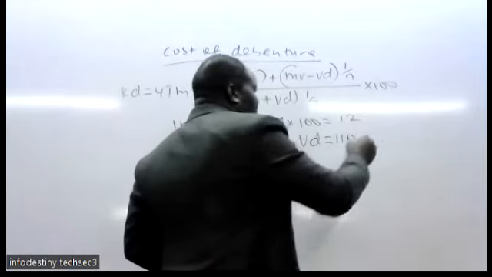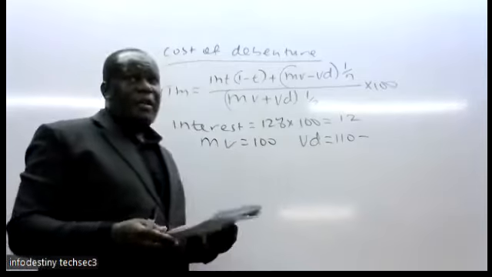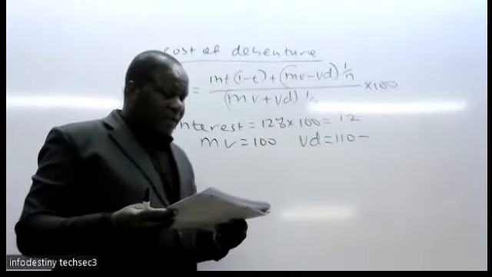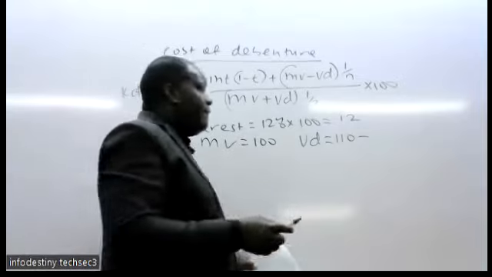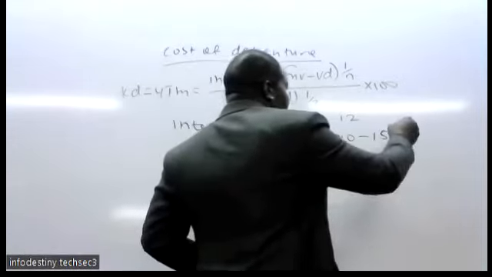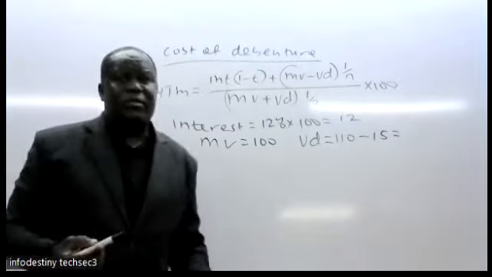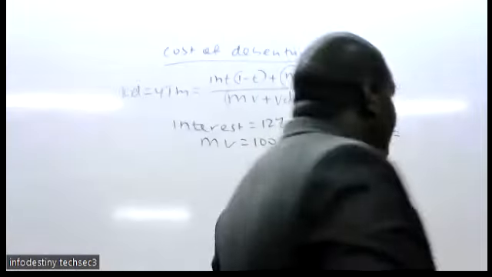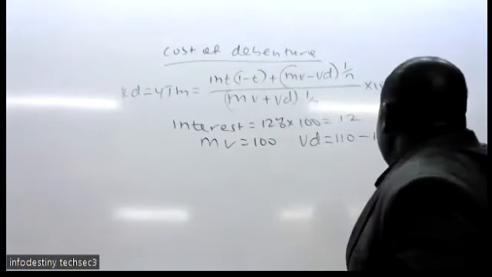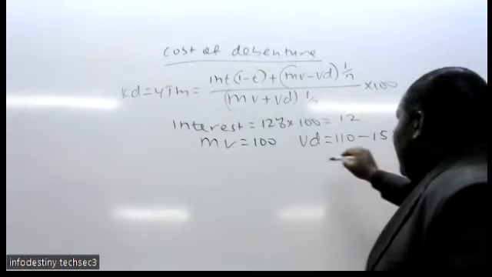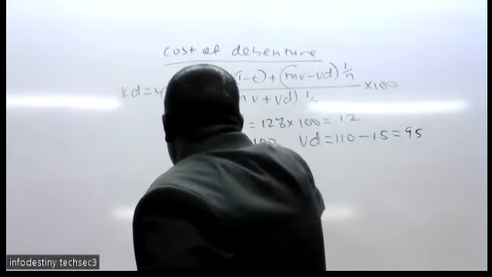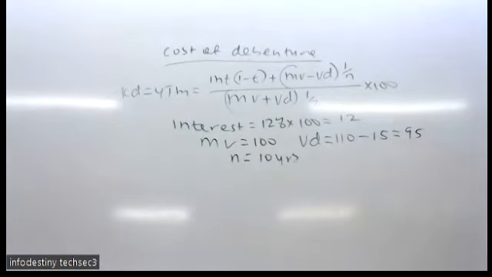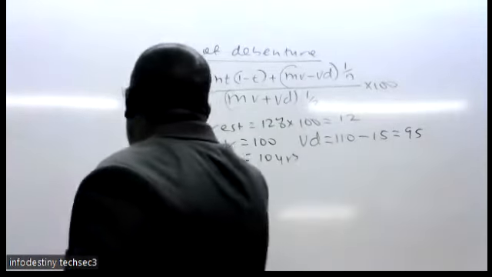But it has some flotation cost. Are you able to see some flotation cost on that debenture? It has been given as what? 15. So you minus 15 because it has some flotation cost. So when we subtract 15, you are going to have which here? So you get 95. So N has also been given as how many years? 10. Yes. So now from there we simplify it.